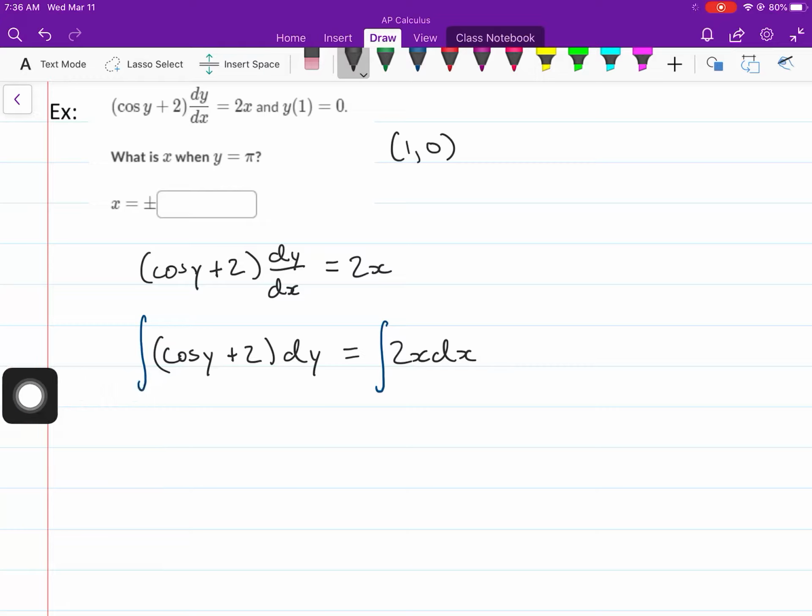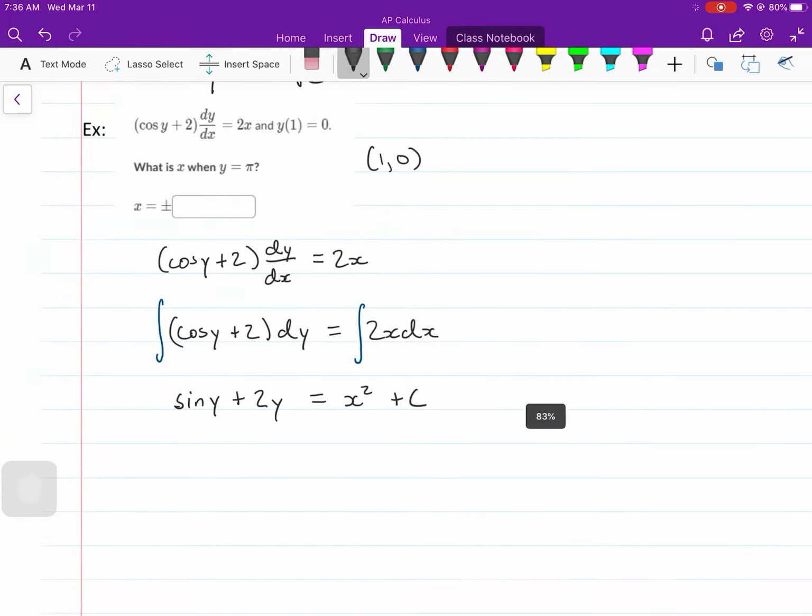So the antiderivative of cosine is going to be positive sine of y. Don't get that mixed up with derivatives. Plus 2y. So the antiderivative of 2 with respect to y is 2y. And then we'll have equals, this becomes x squared over 2, but we have the 2 in front, so that's just going to be x squared. And then there are a lot of questions on where to put c. You could put it on either the left side or the right side. It should adjust for itself whenever you plug in the initial condition, and I'll show you that in a second.